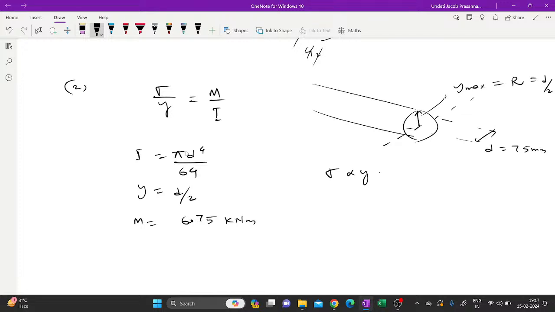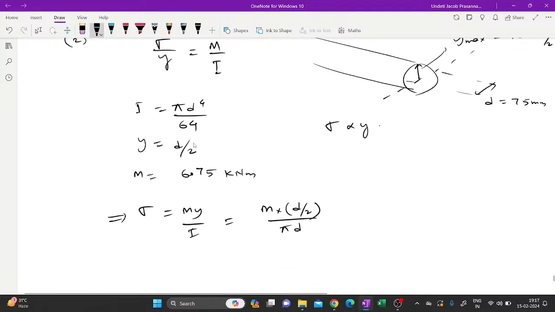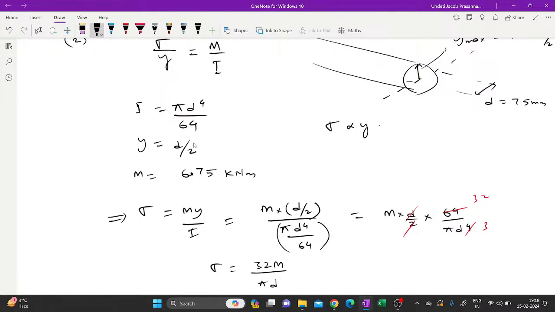So sigma by y equals M by I. Now we can get the value of sigma, which is M y by I. First of all, let's substitute the value of y and I and remove the unnecessary extra d's. So M into d by 2 into 64 by pi d power of 4. So this d will go, d cube is there, 2 will go, 32. So you will get sigma value as 32 M by pi d cube.